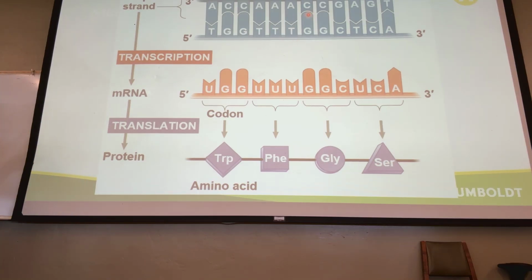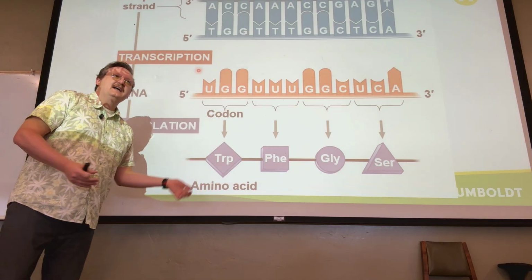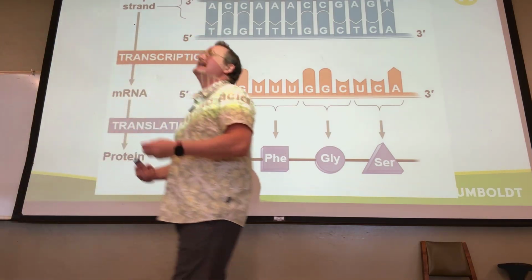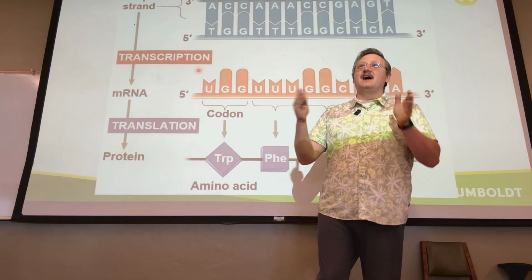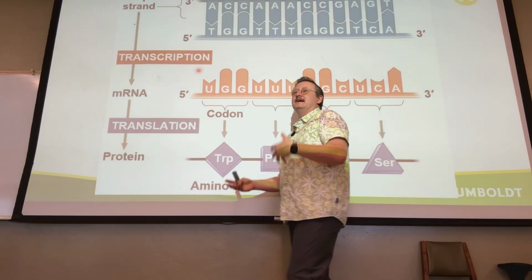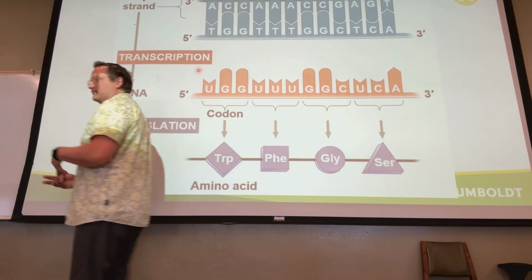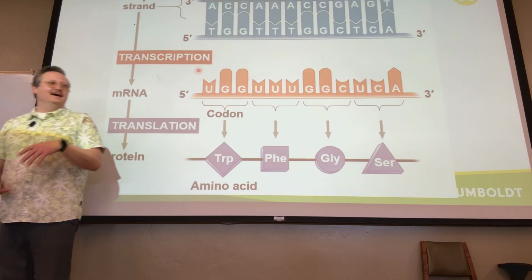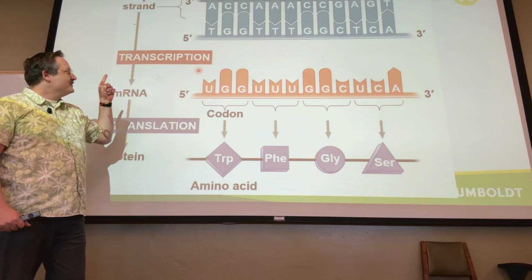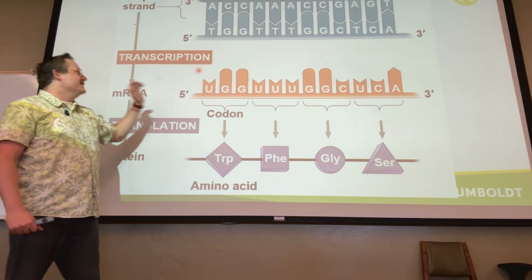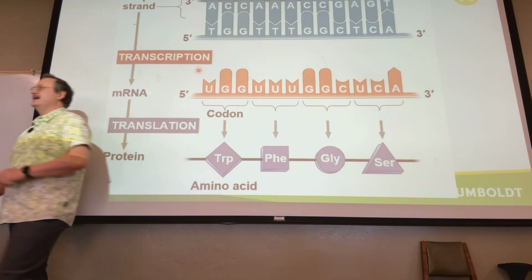DNA is double-stranded, right? And it's got A, T, C, and G. RNA is single-stranded, and it has A, U, C, and G. The other difference between DNA and RNA nucleotides is the sugar's different. So in DNA, deoxyribose is the 5-carbon sugar, and in RNA, it's just ribose, all right? So there's a slight difference in the structure of the sugar, and wherever there is a T in DNA, there is a U in RNA, all right?